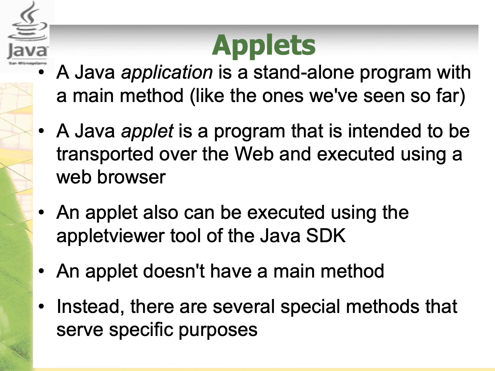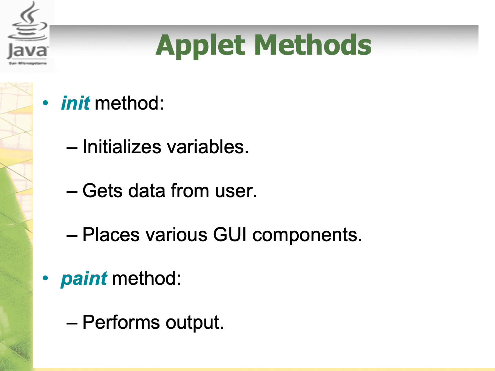A Java application is a standalone program with a main method. A Java applet is a program that is intended to be transported over the web and executed using a web browser. An applet does not have a main method. Instead, there are several special methods that serve its specific purpose. For example, an applet has the init and also paint methods.